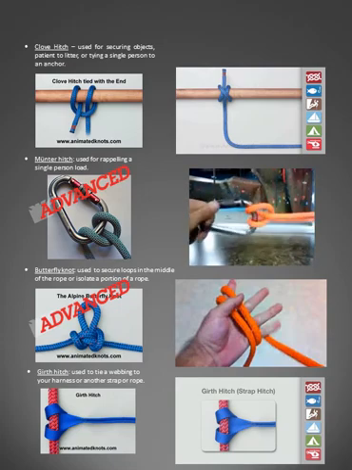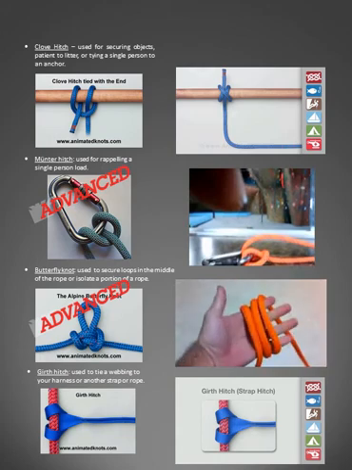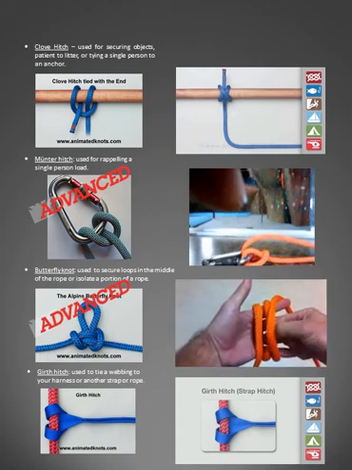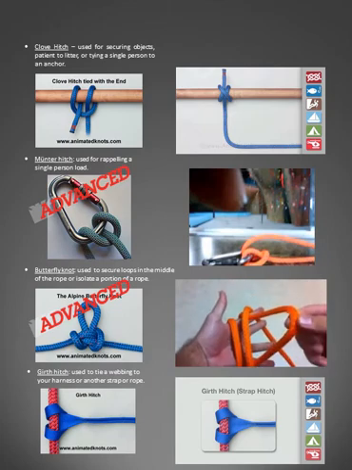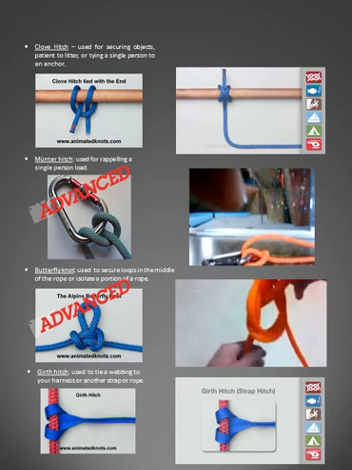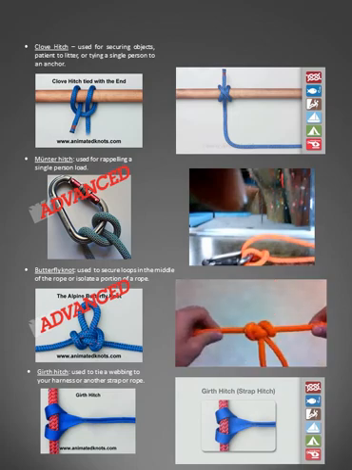The Munter hitch. Wrap it around my hand 3 times. I reach under and grab the middle one, pull it, go over the top and through the middle again, and that makes the alpine butterfly knot.